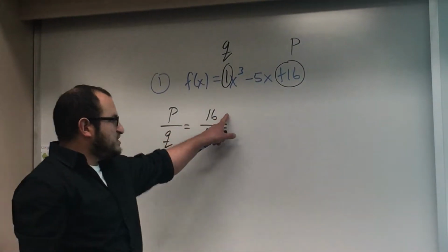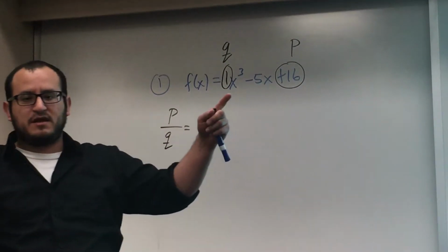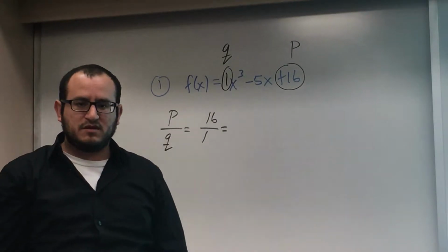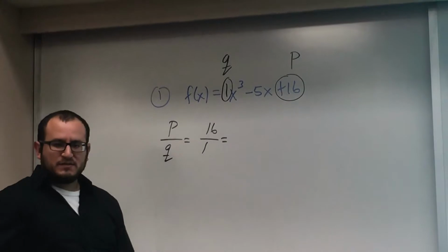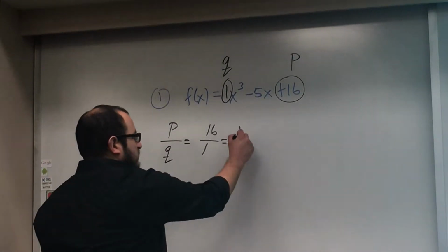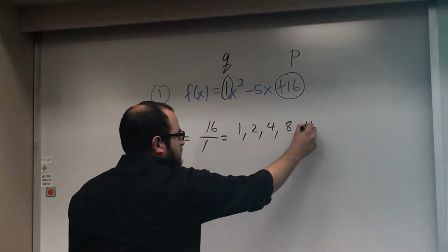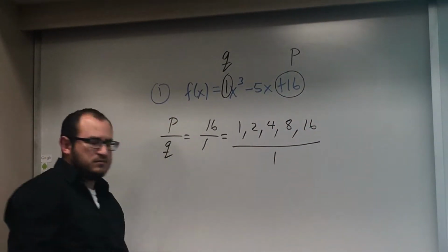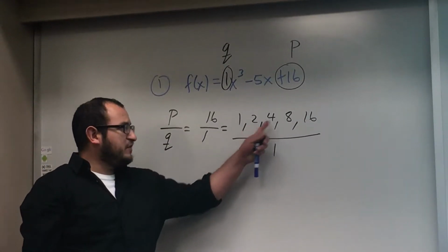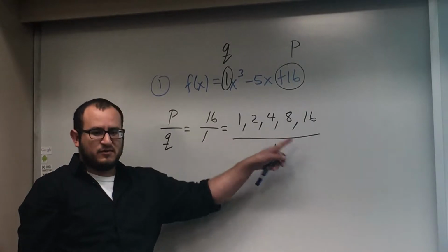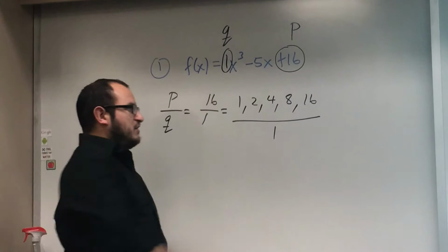Just so that you know, you don't have to list out the negatives, because at the very end, all your answers are going to be plus or minus. That takes care of the negative possible factors. So list out the possible factors of 16. We have 1, 2, 4, 8, and 16. And we're dividing by 1. Hopefully you all agree that if we divide all these numbers by 1, 1 divided by 1 is equal to 1, 2 divided by 1 is equal to 2, 4 divided by 1 is equal to 4, so on and so forth, we get the top.